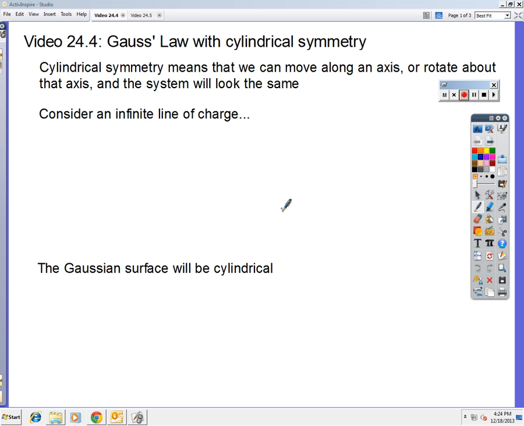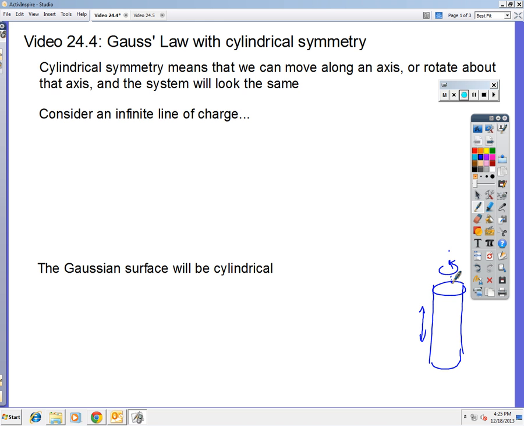And in the last video, we looked at how that applied to situations with planar symmetry. Now we're going to look at systems with cylindrical symmetry, which is a little bit easier to understand. If you have a cylinder, you can move up and down along it, provided it's infinitely long, and nothing changes. You can also rotate about its axis of symmetry, and nothing will change either. So generally anything that looks like a cylinder is going to have cylindrical symmetry.